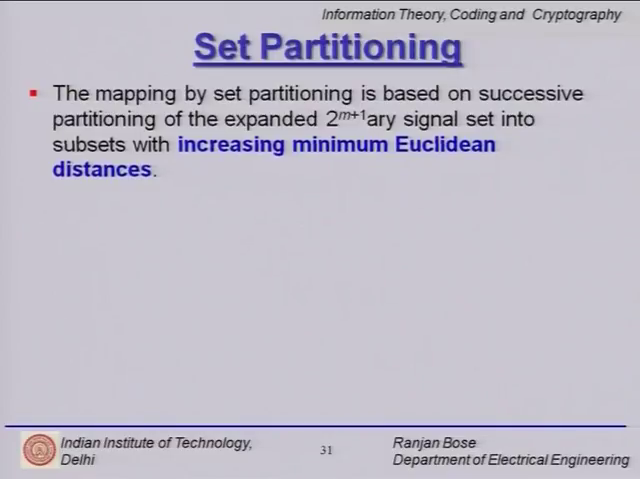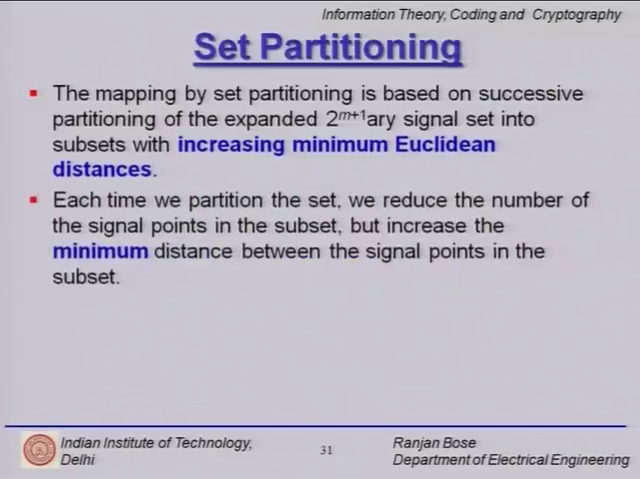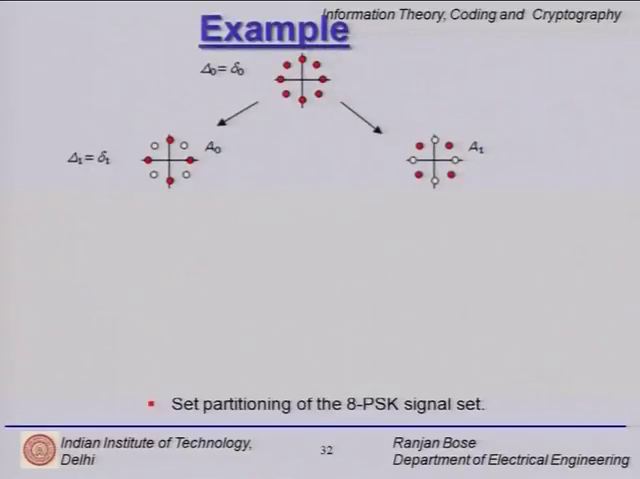So, the aim of set partitioning is to progressively increase the Euclidean distance and then use that partitioned set to map onto the trellis. Each time we partition the set, we reduce the number of signal points, but increase the distance between the signal points in the subset. Let us look at an example. Let us start with 8 PSK. On the top you can see 8 PSK, they are all placed on a circle.